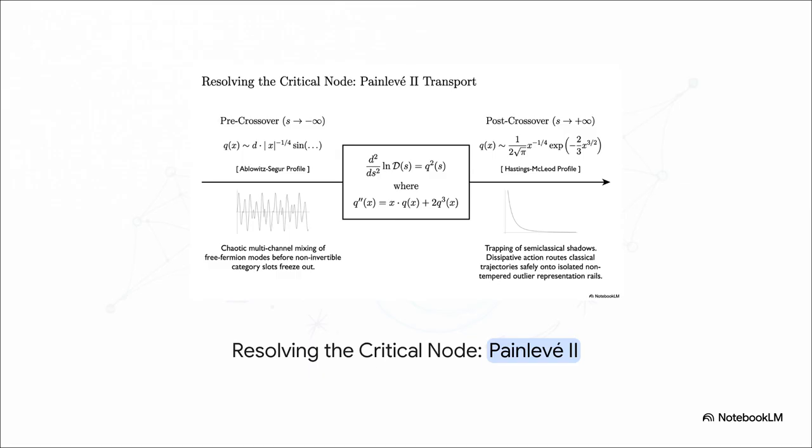Specifically, look at the Hastings-McLeod solution of the Painlevé II equation. It takes that chaotic, highly oscillatory multi-channel mixing on the left, runs it through the differential equation, and snaps it cleanly into the stable, exponentially decaying profile you see on the right.